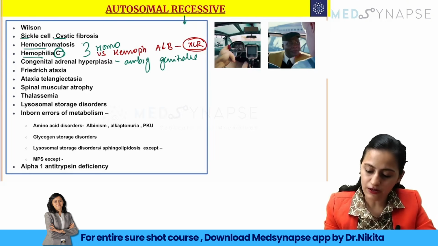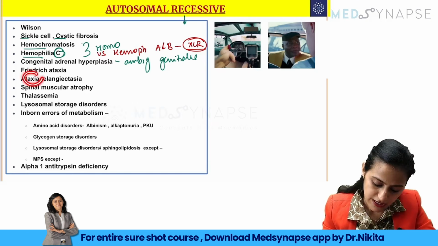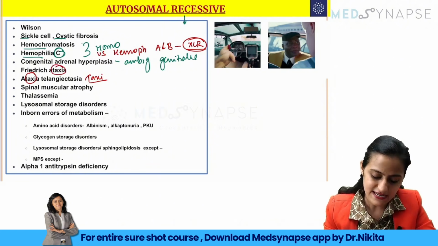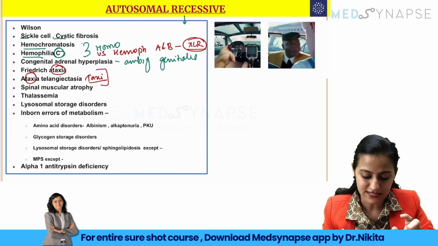So one day Wilson goes to the seaside. He's a homo. How does he go? He goes in a taxi. Okay, he goes in a taxi. So remember ataxia. That is Friedreich's ataxia and also ataxia telangiectasia. Remember we said it is autosomal recessive.